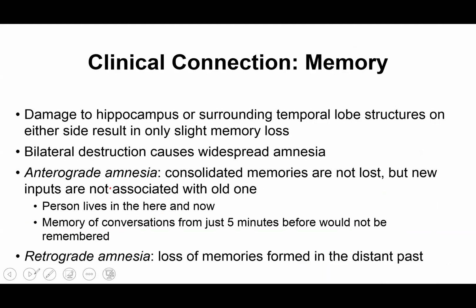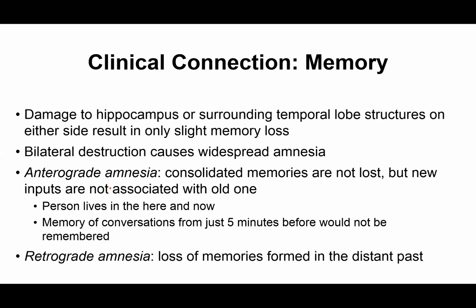So clinical connection here to memory. If you have damage to the hippocampus or to temporal lobe structures on either side, this could result in memory loss. If you have bilateral destruction, so if you have damage to both sides of the brain, particularly in the hippocampus or the temporal lobe that surrounds the hippocampus, this can cause widespread amnesia. You don't remember anything. There's a couple of different types of amnesia.